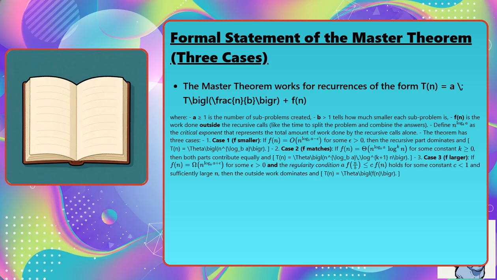Case 3, f larger. If f(n) is Ω(n^(log_b a + ε)) for some ε > 0, and the regularity condition a f(n/b) ≤ c f(n) holds for some constant c < 1 and sufficiently large n, then the outside work dominates, and T(n) is Θ(f(n)).